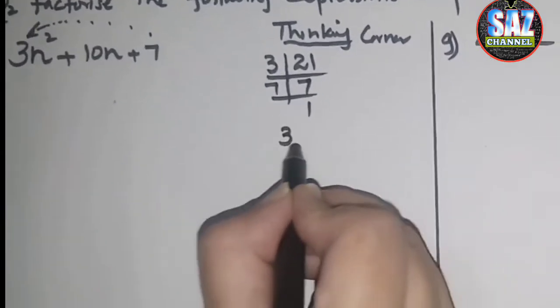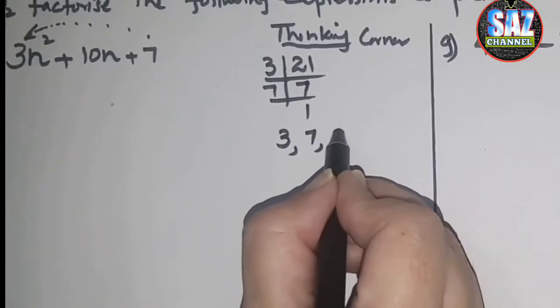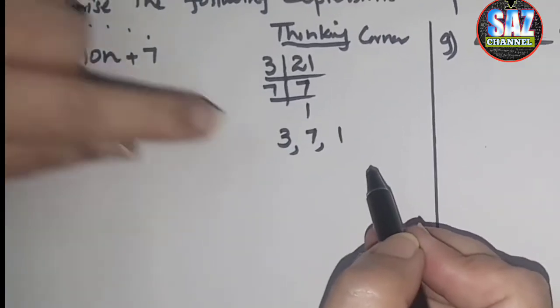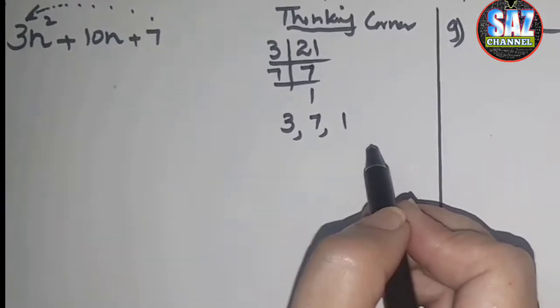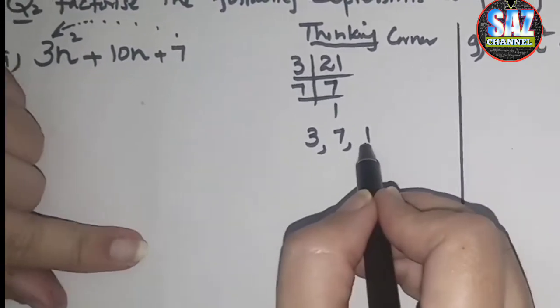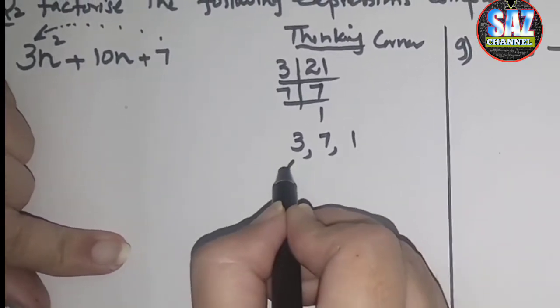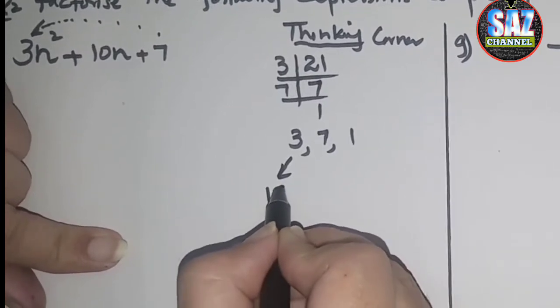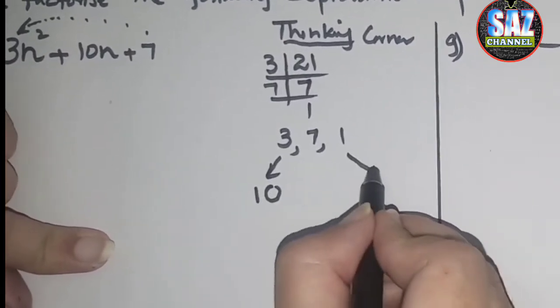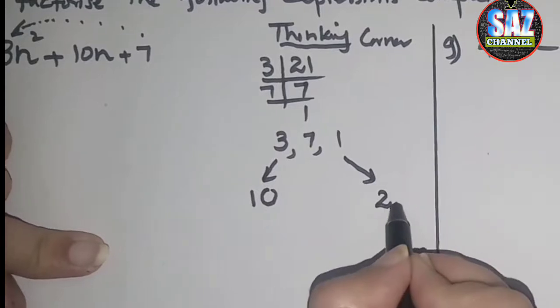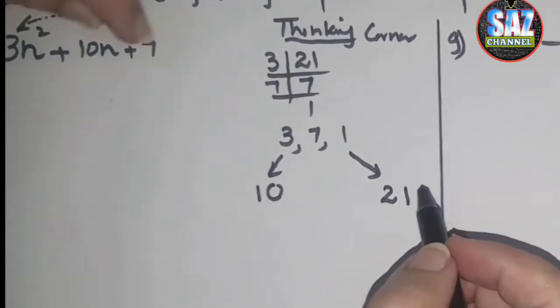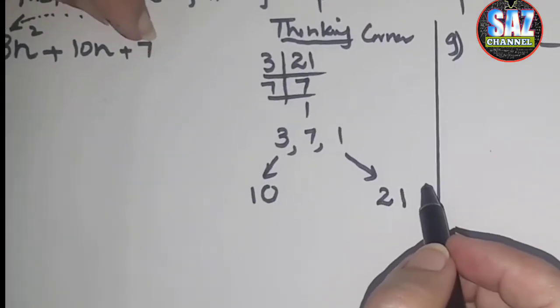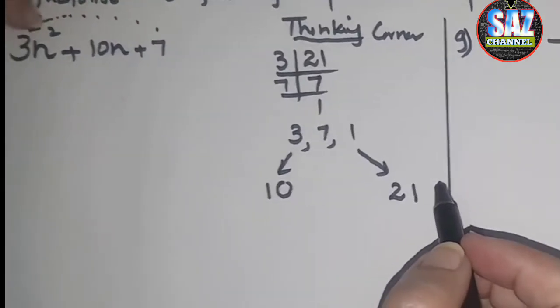Then I have to write all factors in a single line: 3, 7 and 1. At this step we have to make two numbers from these factors in such a way that when we add or subtract we get the middle term, and when we multiply the numbers we get the product term, which is 21, because actually we have to multiply the constant with the coefficient of the term having power 2.